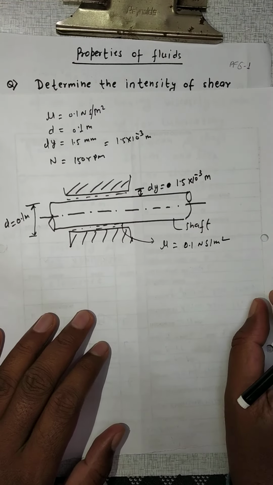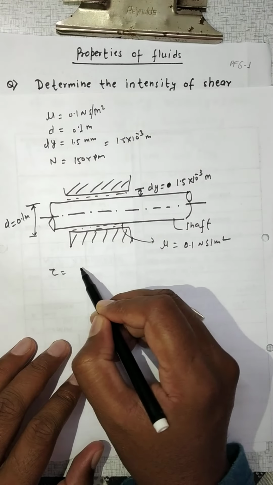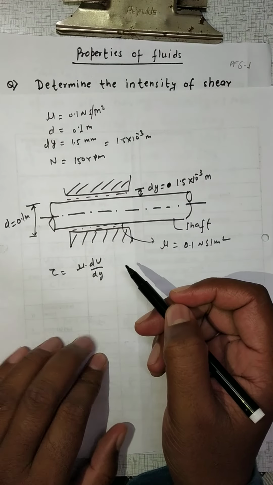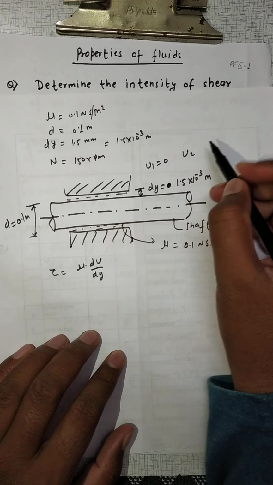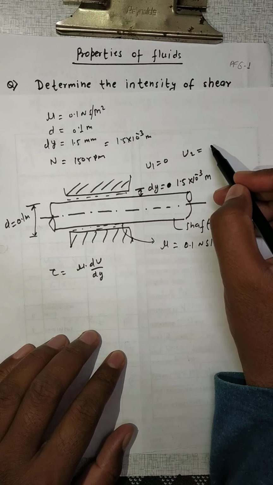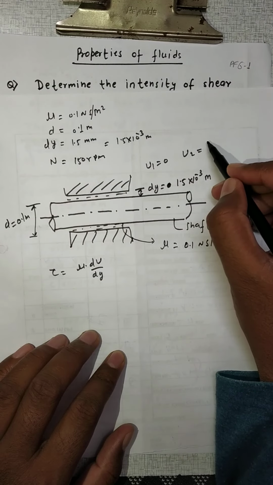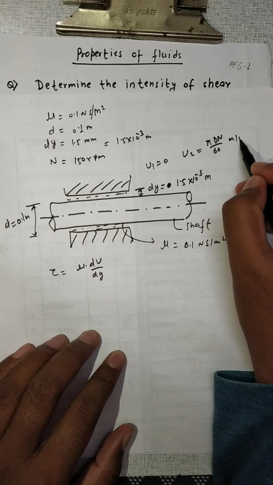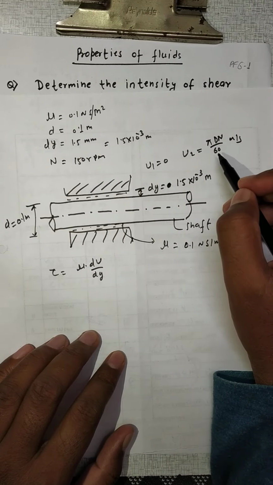Okay friends, getting? Now we know that friends, tau equal to mu into du by dy. Here we know that friends, u1 equal to 0 and u2 value is equal to what? It is given in the form of N. We know that friends, this is pi DN by 60. This is meter per second. So u2 value is equal to how much? Pi DN by 60 we can find.